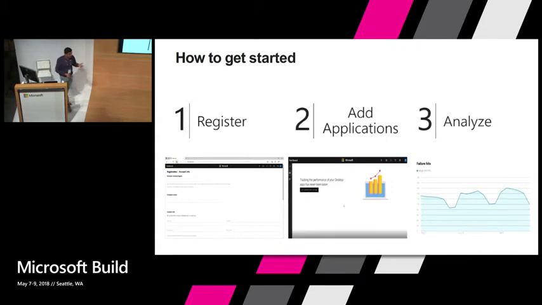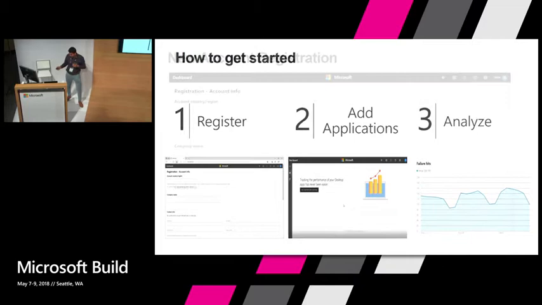How to get started? If you don't have an account in developer.microsoft.com, come create an account, and register your account for your company. Then sign up for this program, the Windows Desktop Application Program. Upload the digital certificate for your application, which you have signed. And then after 24 to 48 hours, you'll start getting access to your dashboard and analytics report.